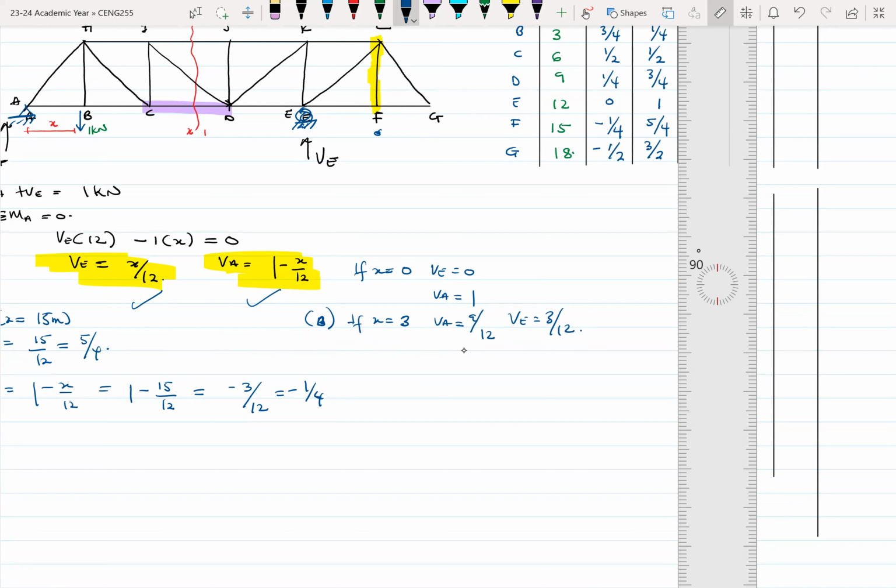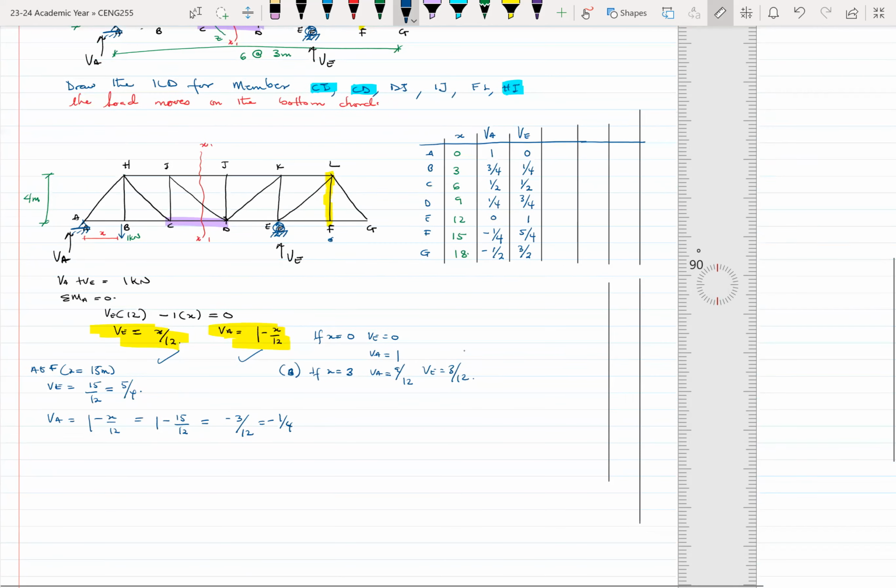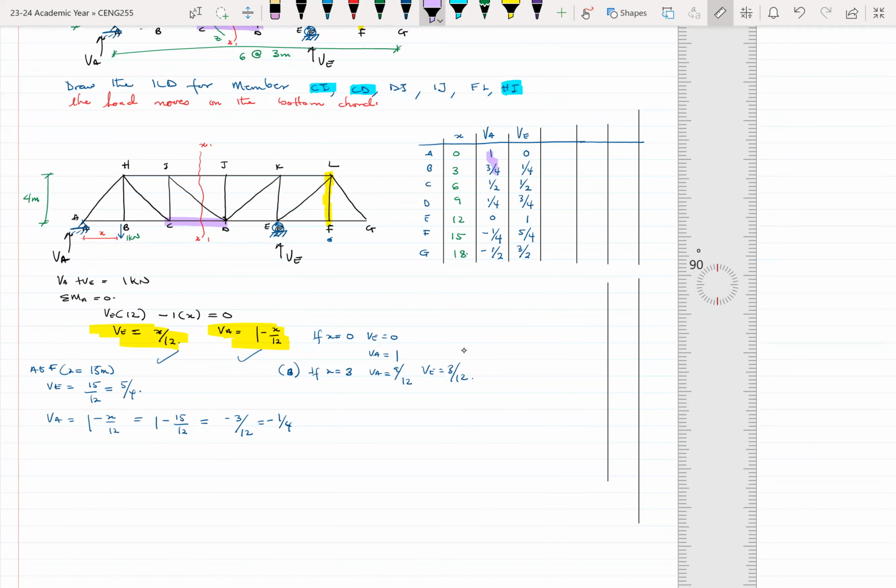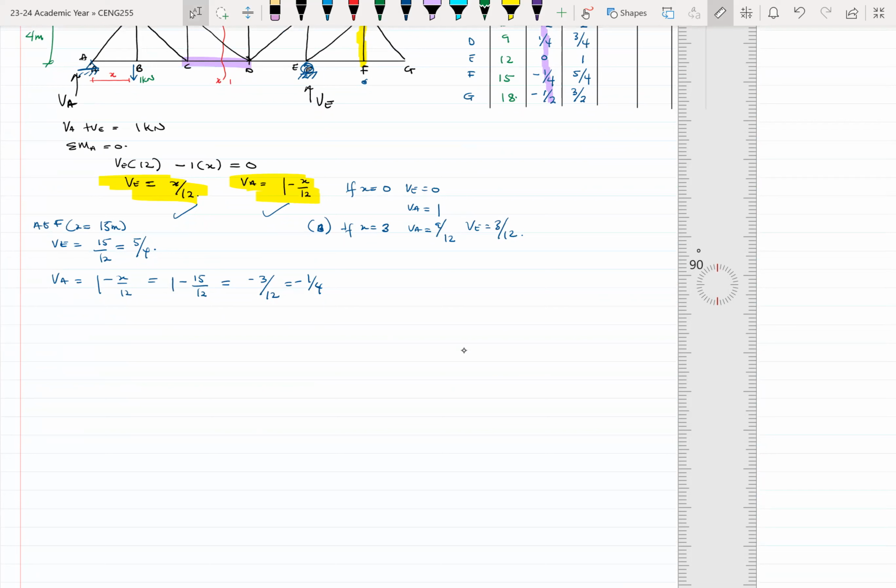So if the question says draw the influence line diagram for reactions at A, then you can use the information over here and draw for that. Okay. So let's just draw it. I mean, let's just draw it for the fun of it. Okay. So let's draw the ILD diagram.